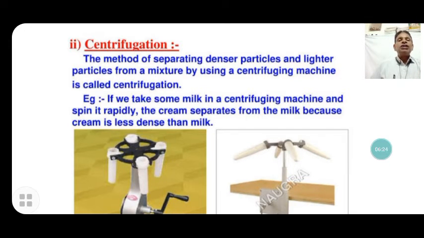Example: if you take some milk in a centrifuging machine and spin it rapidly, then the cream separates from the milk, because cream is less dense than the milk. Milk is like a watery component, that is the dispersing medium, and the cream is the dispersed phase, that is dispersed in the milk. This process is used for separating the cream from the milk, that is the centrifugation process.